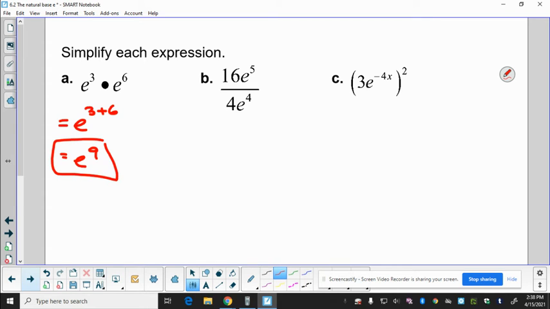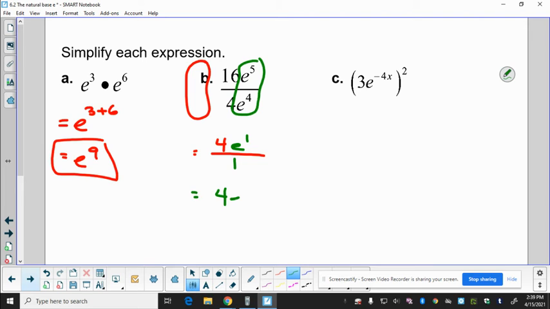Let's go to part B. In this case, since we have a fraction, 16 divided by 4 is 4. And do you remember what we do with letters that have the same base, both of these e's? We subtract exponents, don't we? So e to the 5 minus 4 would be e to the 1. You wouldn't even need that. This would be 4e. So the theory is keep treating this as if it's just a normal variable.